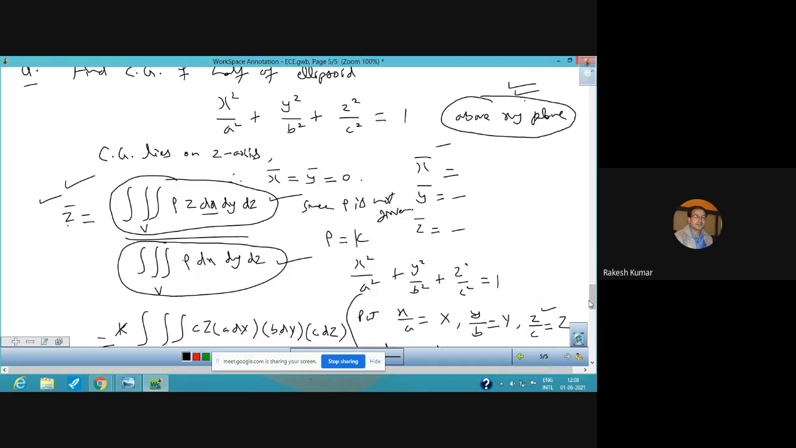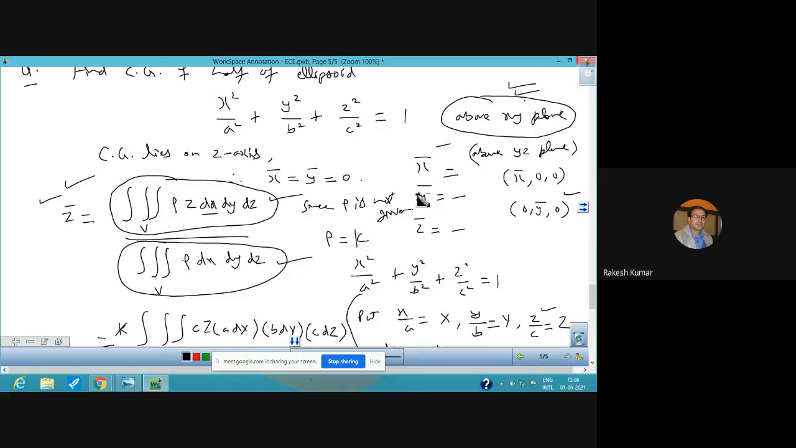If this question comes with the statement, find the center of gravity above the YZ plane, then obviously your x coordinate will exist, and the y and z coordinates will be 0. So in that case, you need to find out x bar. And similar will be the case of the xz plane. In the case of the xz plane, you need to find out y bar only. So you can have a question like this also, or you can practice this.